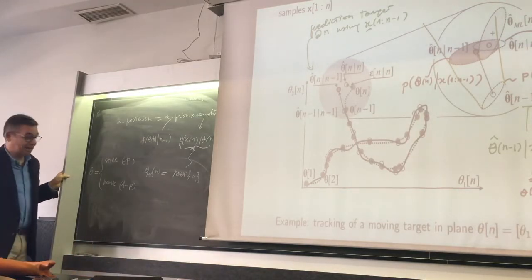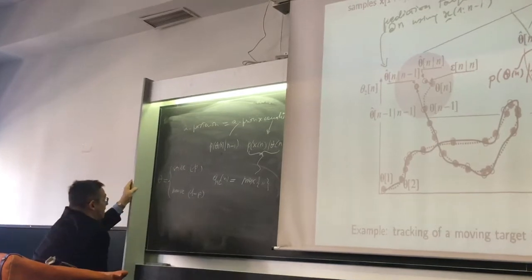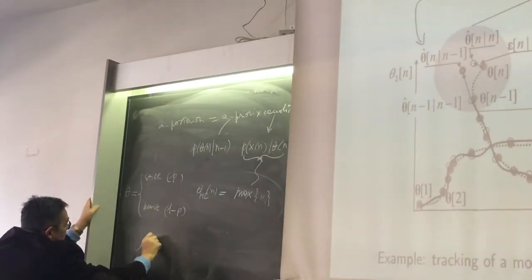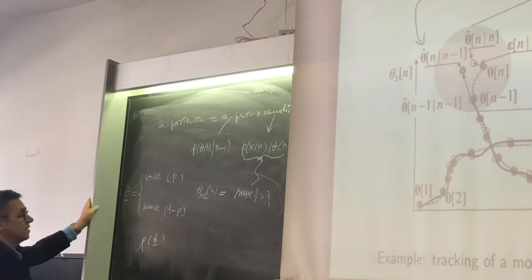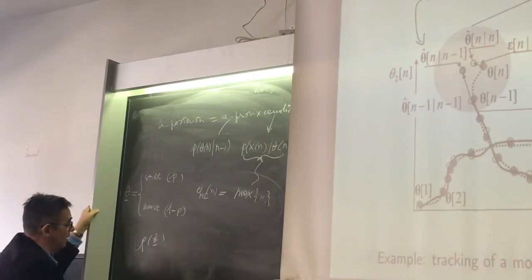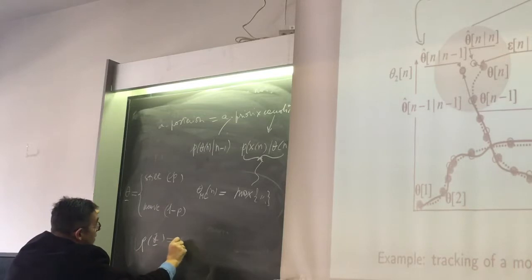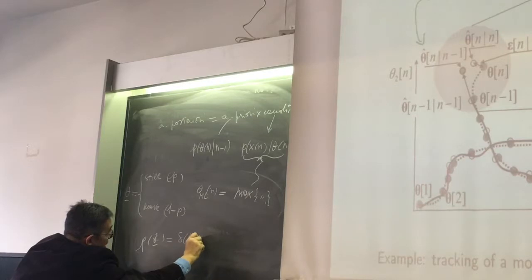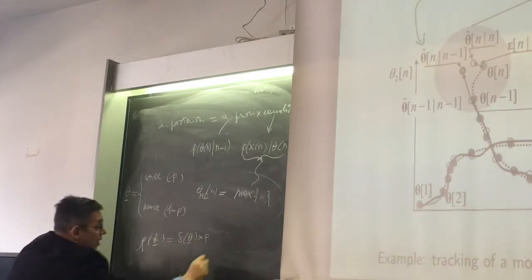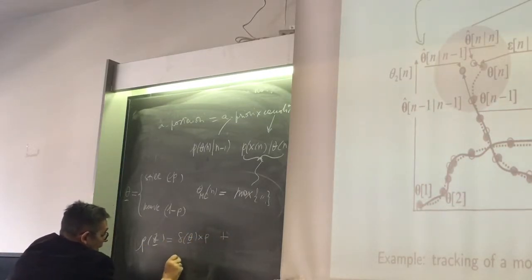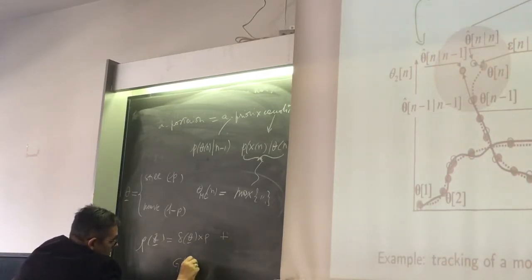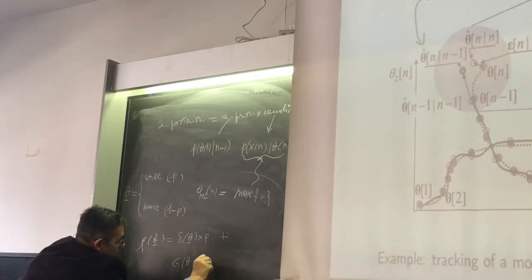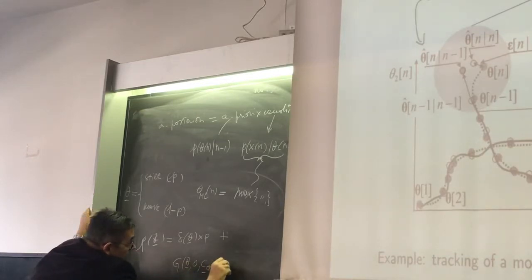The probability density function of theta, perhaps, is something like this. Now theta is a vector, so it's 2 dimensions. The probability density function of theta is equal to delta of theta times probability p, plus a Gaussian on theta with a certain mean, that is the previous one, which is 0, and with a covariance which is C theta, times probability 1 minus p.